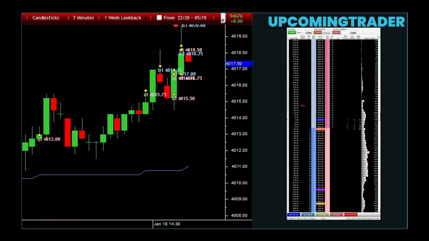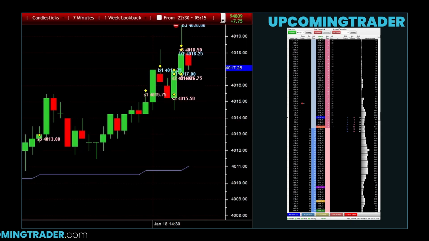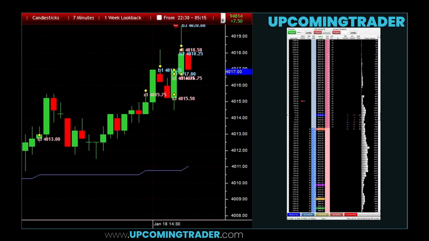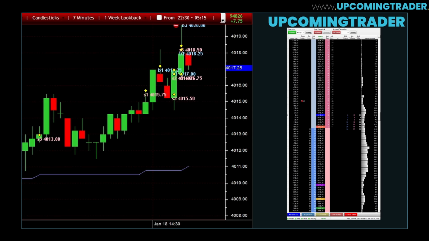On the other hand, we also have low volume nodes. These are price areas where not much has happened. The market has barely spent any time there, and you will see that reflected in the low volume. Price tends to move through these areas really quickly. They are like shortcuts, zones that do not slow price down very much. When price gets to these low volume nodes, you might see a fast move because there is not much keeping it in place.